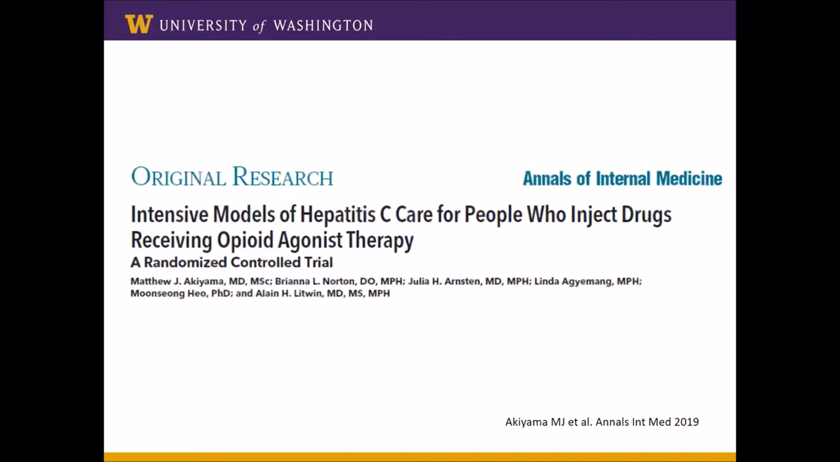So this is a recently published study that's looking at intensive models of hepatitis C care for people who inject drugs who are also receiving opioid agonist therapy. That was conducted by colleagues out in New York City.